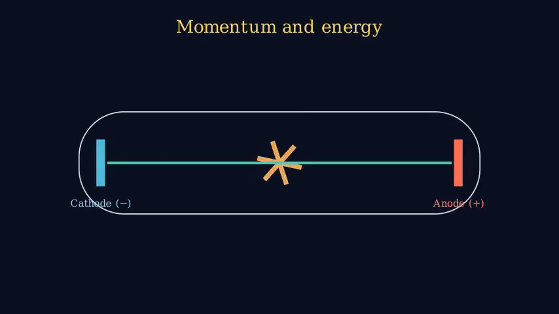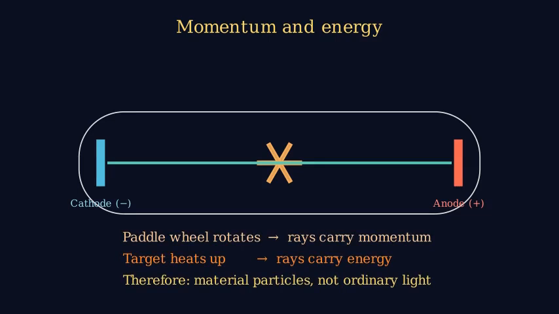A light paddle wheel placed in the path begins to rotate. That shows cathode rays carry momentum. They behave like a stream of particles, not like ordinary light. The spot they hit also becomes hot, so they carry energy as well.